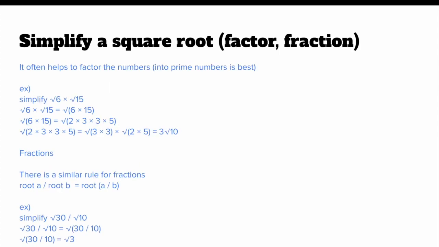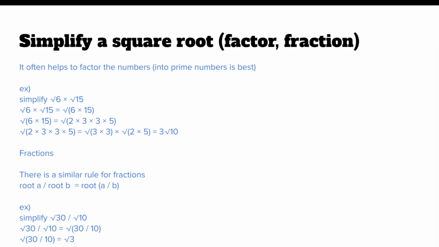It often helps to factor the numbers. It will be most helpful when you turn them into prime numbers. For example, when we say to simplify root 6 times root 15, first we need to combine the two numbers. Root 6 times root 15 is root of the quantity 6 times 15. So it can be factored as root of the quantity 2 times 3 times 3 times 5. So we can see two 3's and decide to pull them out. So it will be root of the quantity 3 times 3 times root of the quantity 2 times 5, which is 3 root 10.